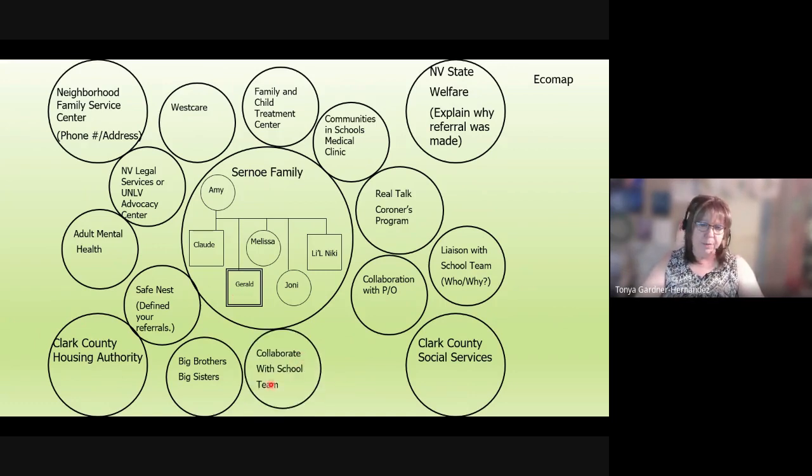And then we're going to collaborate with the other school teams. So Melissa, Joni, and little Nikki are all going to different areas. Melissa is in a junior high, Joni is at an elementary school, and little Nikki isn't in school at all. So what we would do is get permission from mom to contact the social worker at Melissa's school. If there's no social worker there, we would look for the school counselor and let them know what's going on with Melissa, making sure they know what to be aware of, and make that introduction between mom and that person at the school.